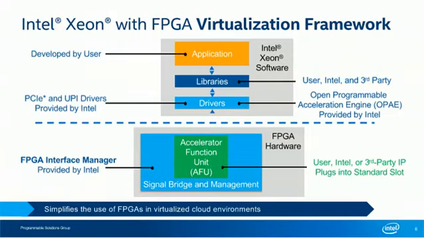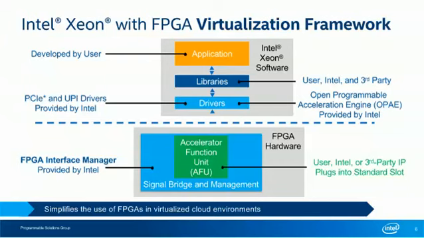This diagram illustrates how the hardware and software interact with each other in a possibly virtualized framework using the Acceleration Stack for Xeon CPU and FPGAs. Above the dotted line are the Xeon software layers. Users will develop applications that leverage the acceleration libraries that are written by the user or provided by Intel or third-party vendors. These accelerator library functions will then call the driver layer. The driver layer consists of the Open Programmable Acceleration Engine layer, provided by Intel, which provides low-level access to the FPGA accelerator and abstracts the lower-level PCIe and UPI drivers that are also provided by Intel.